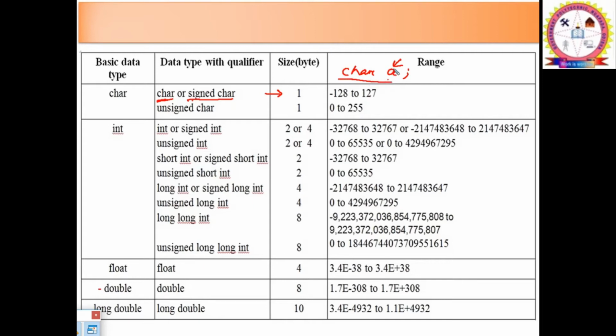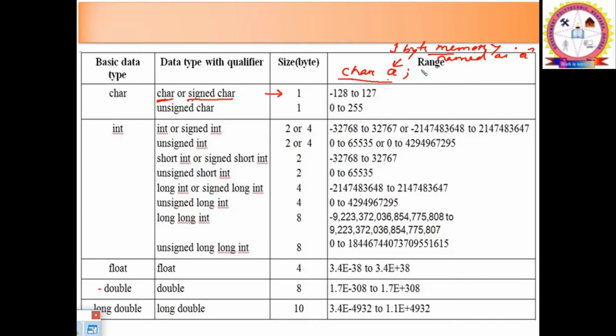So what is a? When you declare a, this a will occupy 1 byte from the memory. This is the size in bytes. It will occupy 1 byte from the memory, and that memory location is named a. That 1 byte from the large memory is named a.